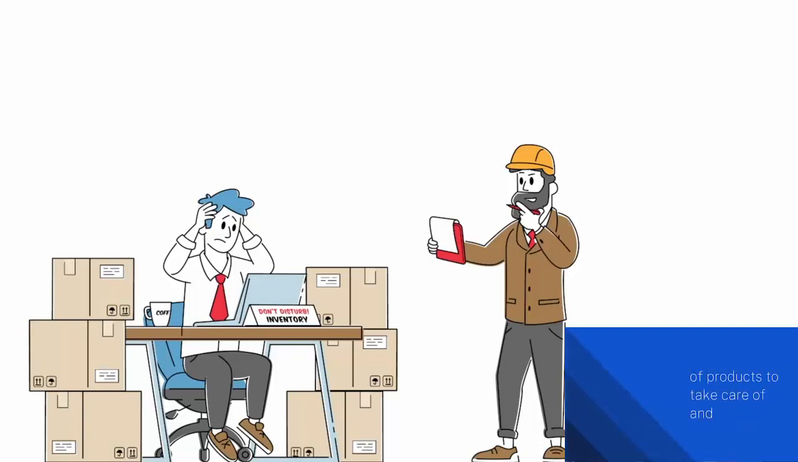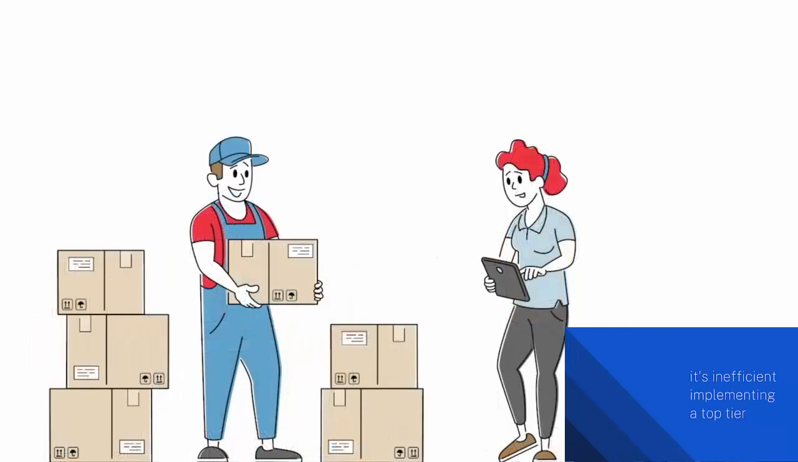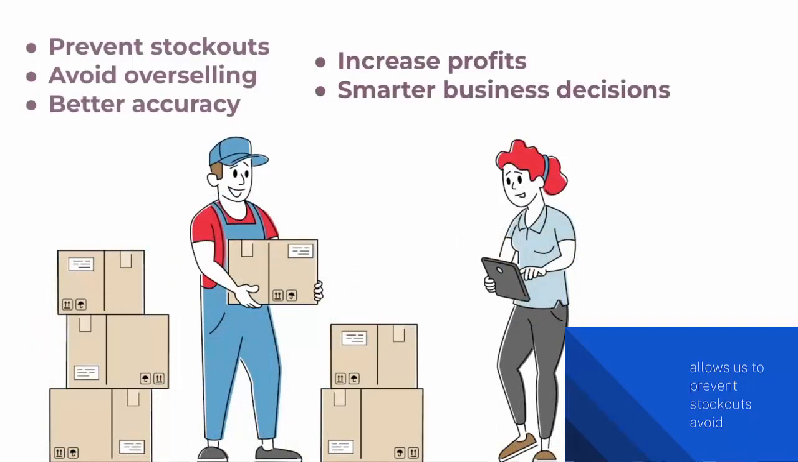We have an increasing number of products to take care of, and recording everything manually with spreadsheets is way too overwhelming and inefficient. Implementing a top-tier inventory management software like Odoo allows us to prevent stockouts, avoid overselling, maintain better inventory accuracy, and increase our profits. That's the best part, plus it helps us make smarter business decisions. Can't ask for much better than that, right?